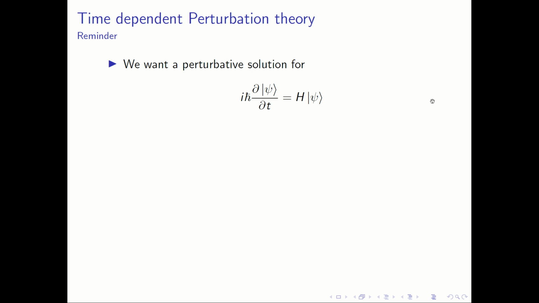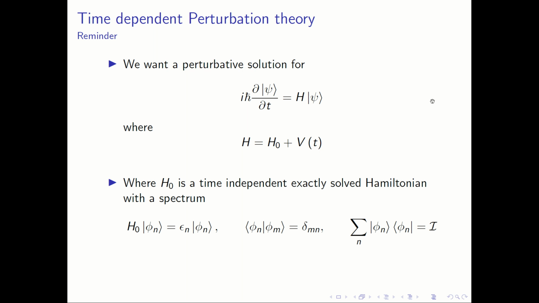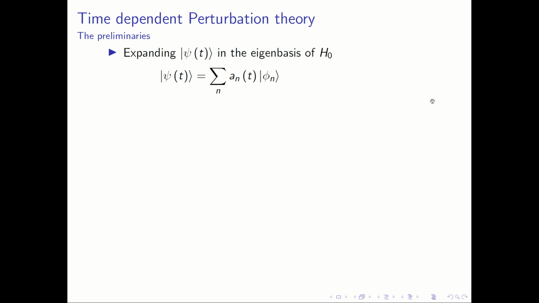As you must remember, what we are trying to do is get a perturbative solution for the Schrodinger equation, iħ ∂ψ/∂t equals Hψ, and of course H here has a piece which is time independent and exactly solved, H0, and another piece which is a time dependent perturbation which is small in some sense. And when I say H0 is exactly solved, I mean that I know its spectrum completely. All its eigenvalues and eigenvectors are known, and there is a complete set of orthonormal eigenvectors, the phi's. And of course, as I said, V of t is in some sense small compared to H0.